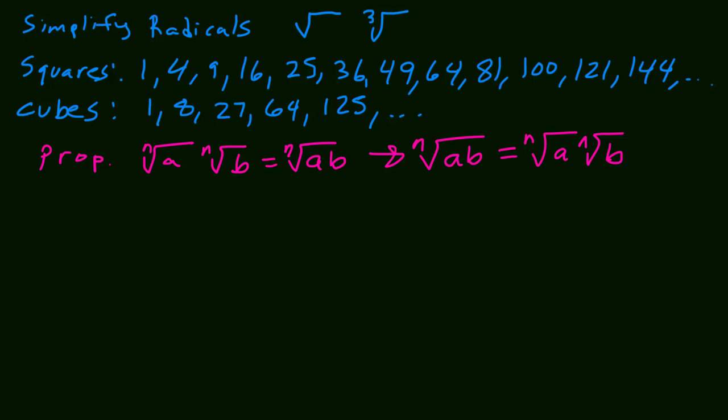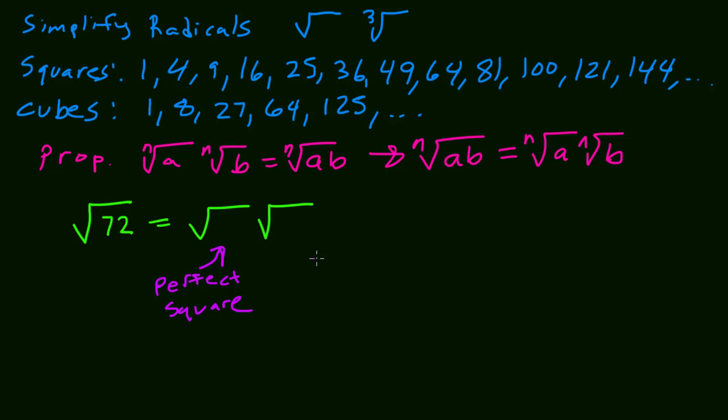So for example, let's say we are talking about the square root of 72, and I want to simplify this. I want to make the number under the radical as small as possible. So I want to split this up into 2 radicals, and underneath the first one, I want a perfect square. And underneath the second one, that's going to contain all my remaining or leftover factors.